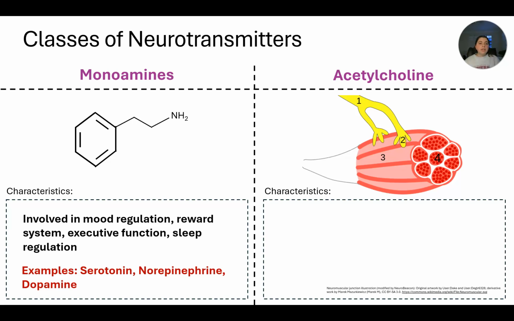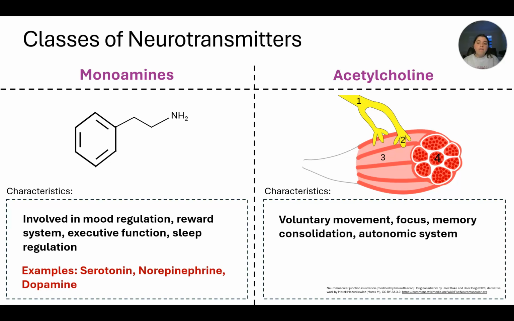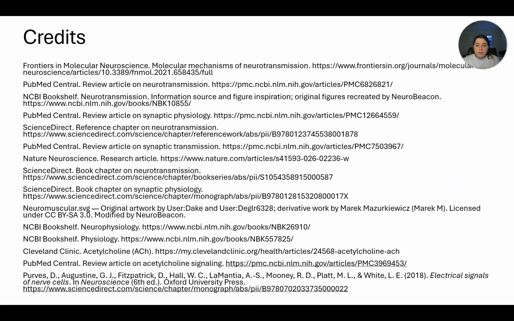Okay, the last class of neurotransmitter that I'll cover is acetylcholine. And acetylcholine is really one neurotransmitter, but it's hugely important for voluntary movement, focus, autonomic system functions, like, for example, the movement of the muscles in your intestines for food digestion, as well as memory consolidation.